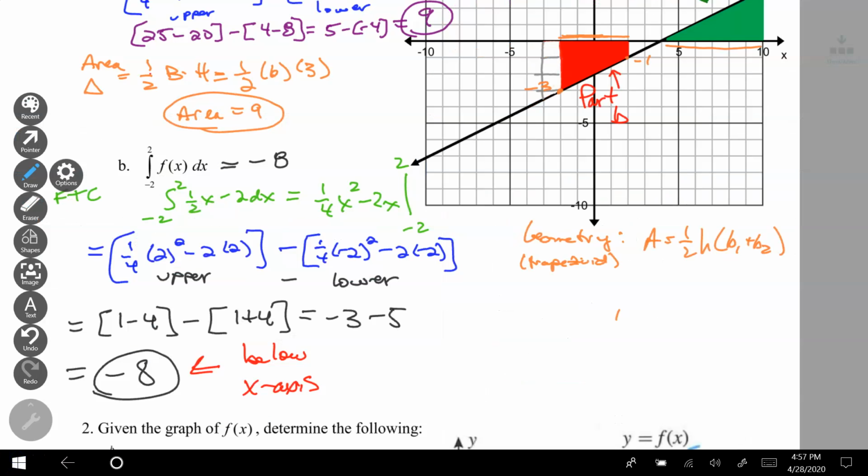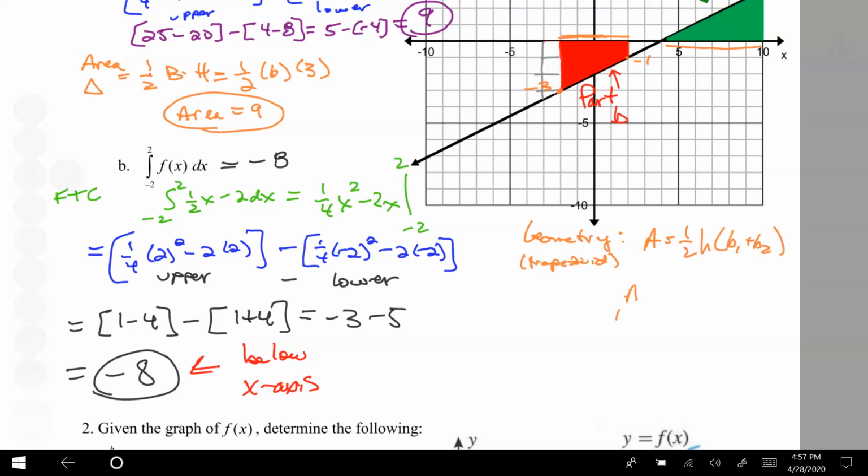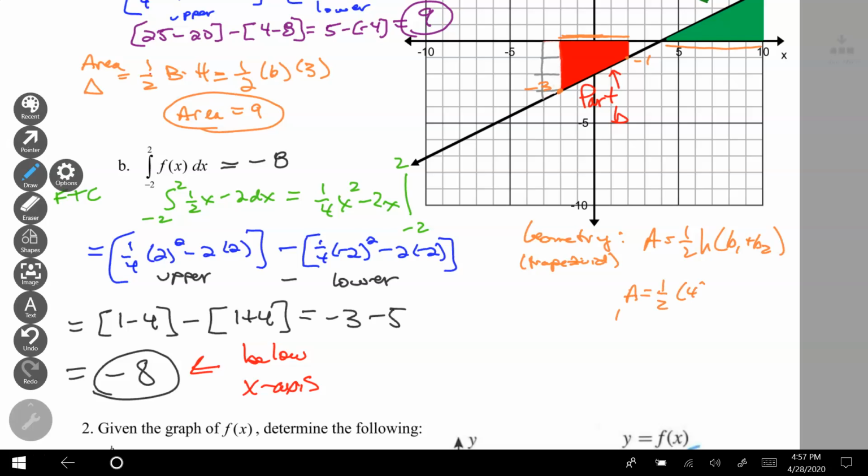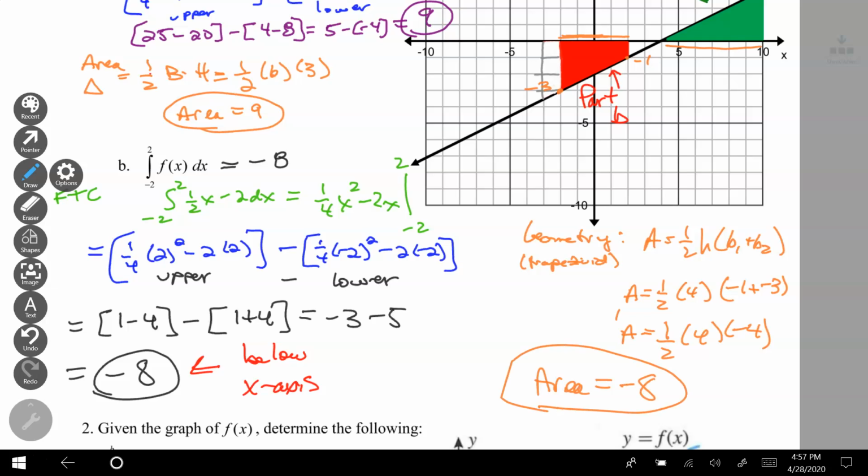Okay, sorry about the glitch. Right here I have the height, and the height for this is 4. So I get A equals 1/2 times 4. And this base, the short little side here, is -1. And this other side here is -3. So I get A equals 1/2 times 4 times -4. And I get exactly the same area of -8. I better. It's the same. It better be the same because it's the same shape.